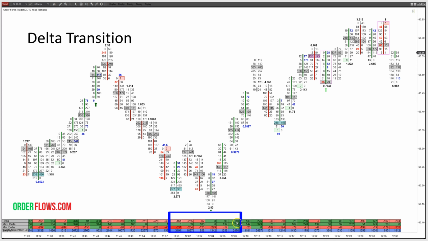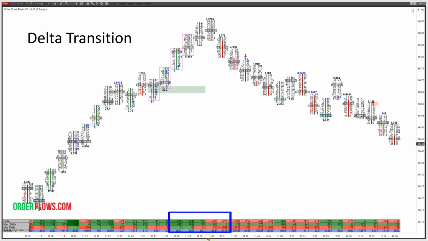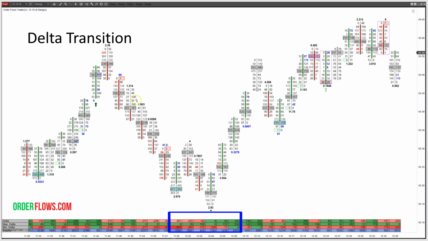plus 93, plus 140. This chart is literally almost, this is a low, right? Remember this chart here? It's almost the same. You see plus 420, plus 274, plus 195, and then small delta minus 20, minus 280. In this case, it's literally like the mirror opposite on the downside. You're looking for the selling getting weaker and the buying getting stronger.